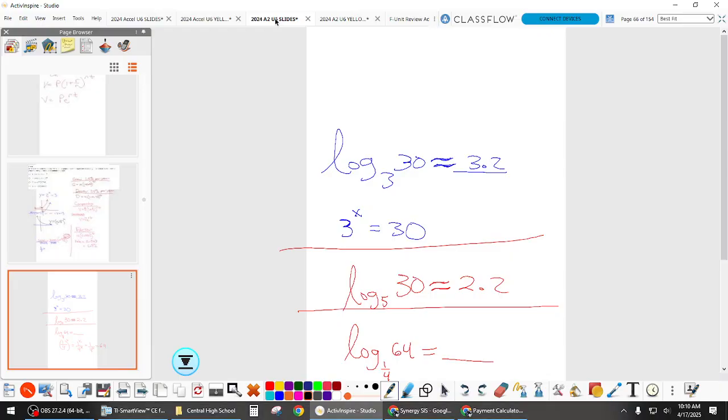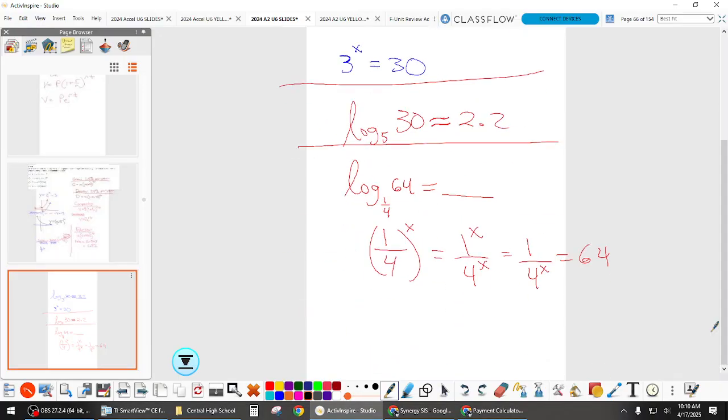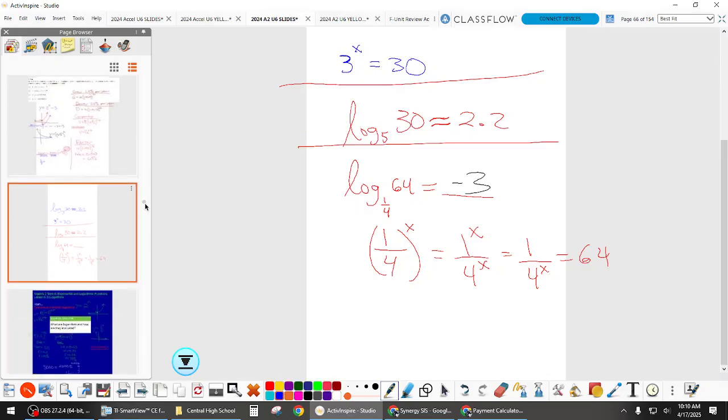Okay, so now going back to this. 1 over 4 to the x is 64. What does x have to be? To make that 4 pop up to the numerator and grow, it has to be a negative 3. That's a quick review of evaluating logs. Now, a lot of times we'll do this on a calculator, but it's good to understand what they mean by doing it by hand for sure.